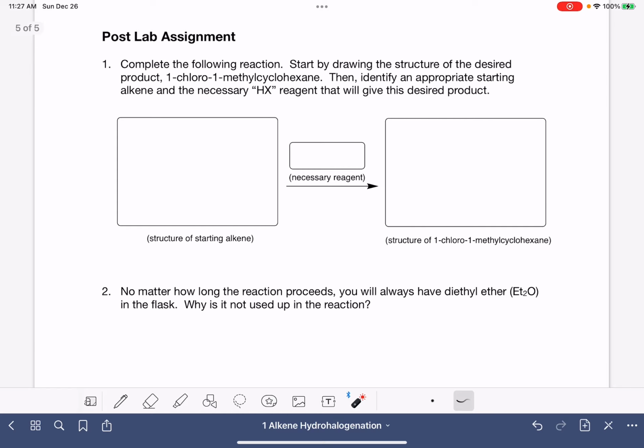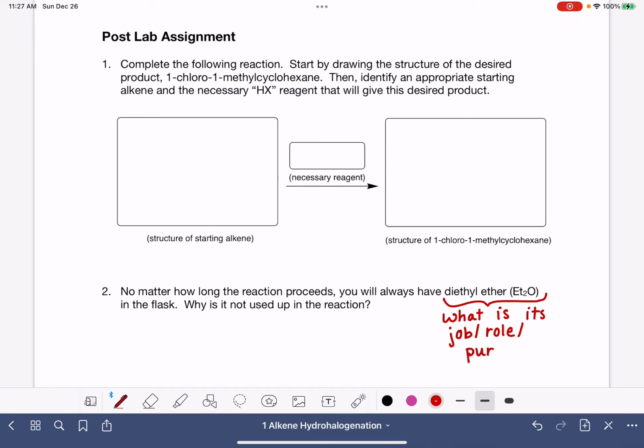Second question is a little bit trickier. It says no matter how long the reaction proceeds, you will always have diethyl ether. Why is it not used up in this reaction? So to help you answer this question, I want you to think about diethyl ether in the context of this reaction. What is its job in the reaction, or what is its role in the reaction?